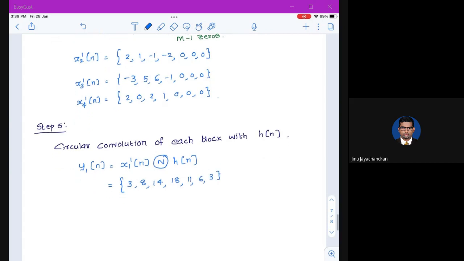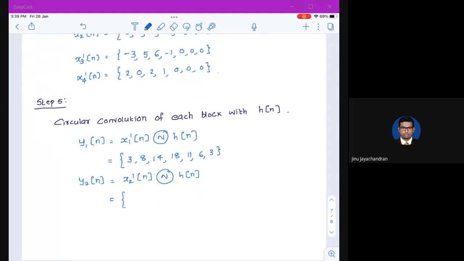Okay. Similarly, y2 of n is equal to x2 dash of n circular convolution h of n. That is equal to 2, minus 1, sorry, 2 plus 1 minus 1.